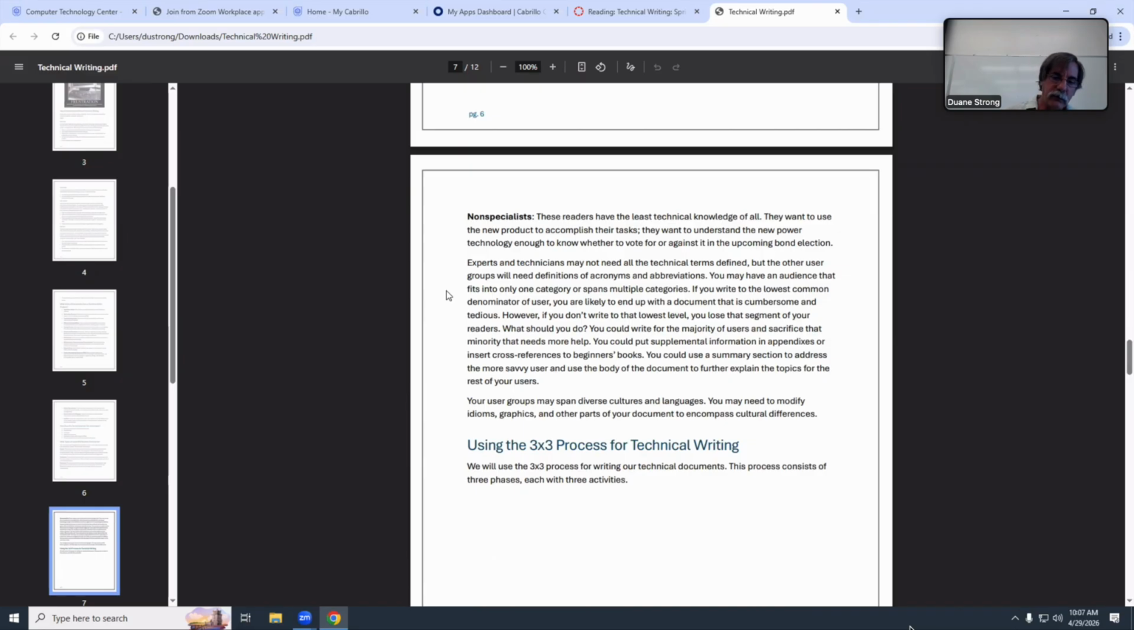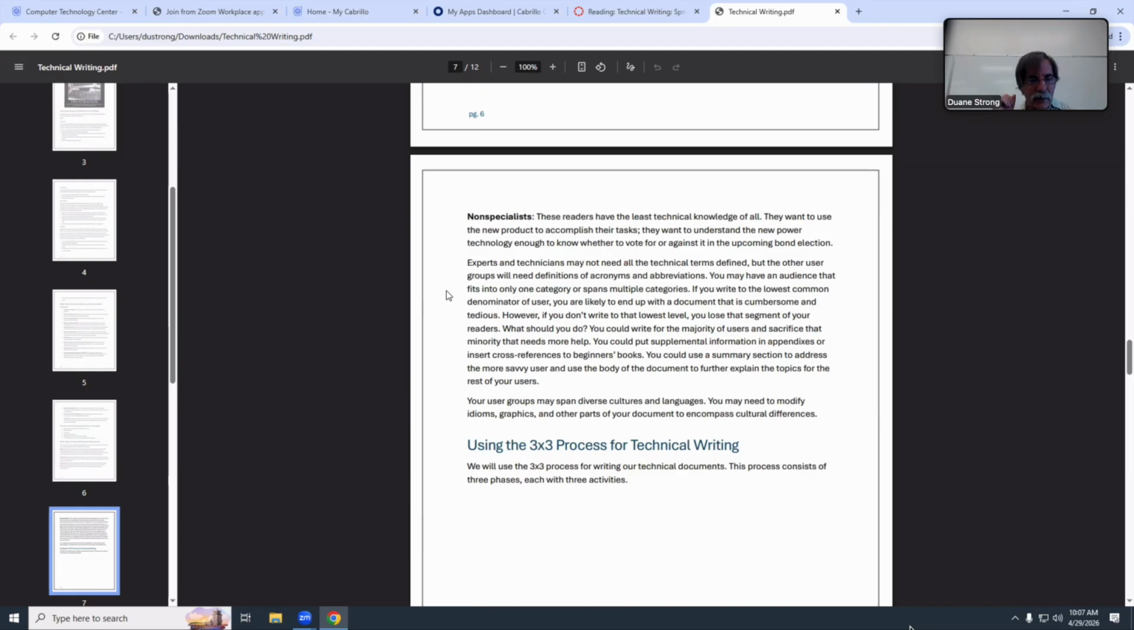Or you could put supplemental information in an appendix, or make a lot of cross-references to beginners' books. Or you could use a summary section to address the more savvy user and use the body of the document to explain the topics for the rest of your users. I've been noticing a lot of documents now have that "too long, didn't read" section, or executive summary. Sometimes they have that.